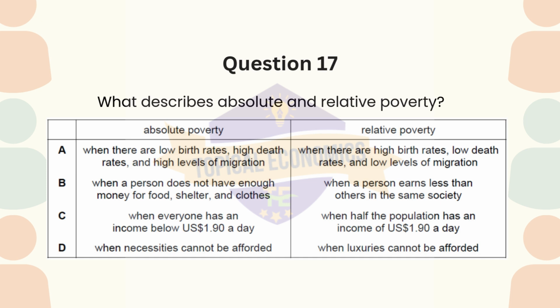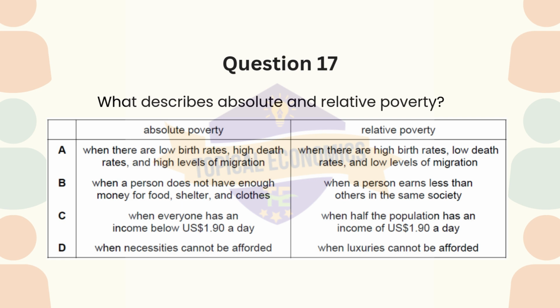Option C, we'll come to option B in some time. When we look at option C, when everyone has an income below US $1.9 a day. Again, this specifically relates to extreme poverty, not the broader concept of absolute poverty, so it is incorrect. Option D, when necessities cannot be afforded. Here, while this relates to absolute poverty, it does not clarify the concept of relative poverty adequately. That is why this option is also incorrect.